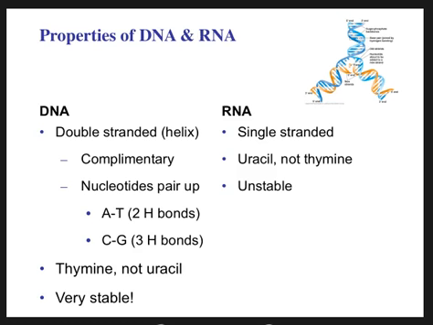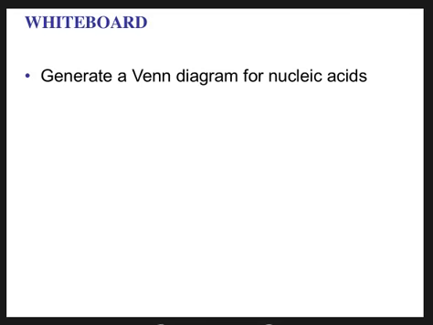The 2 strands of DNA are complementary. And in so being, we're going to have nucleotides pair up. We're going to see 2 hydrogen bonds between adenine and thymine. We're going to see 3 hydrogen bonds between cytosine and guanine. Remember, it's thymine in DNA. In RNA, there is no thymine. It's uracil. DNA is very, very stable. It's a very stable molecule. It's very happy in its structure and its shape. And RNA is significantly less stable.